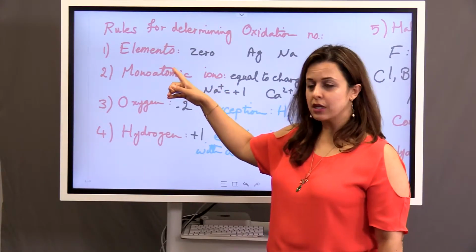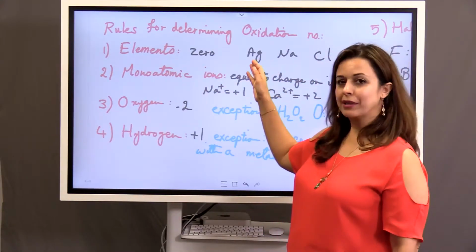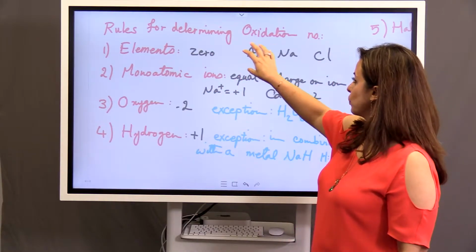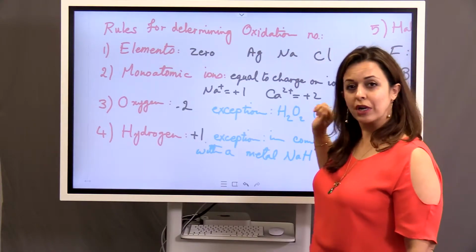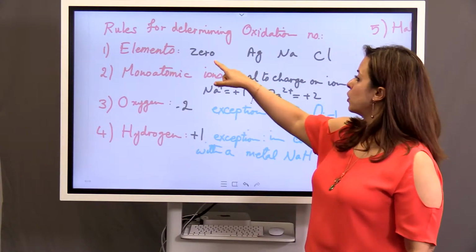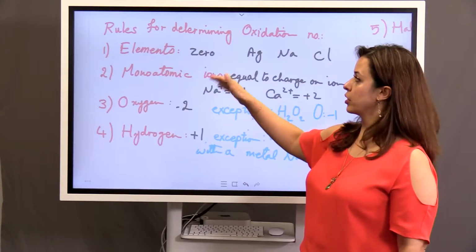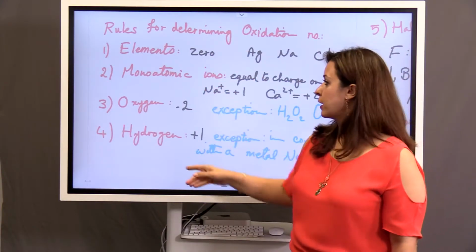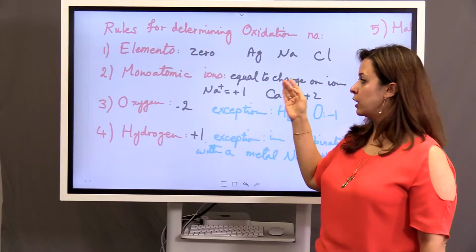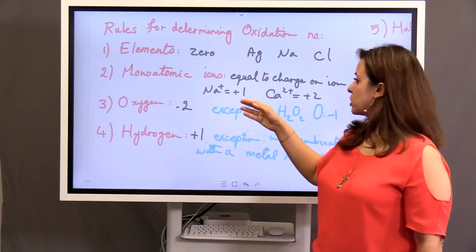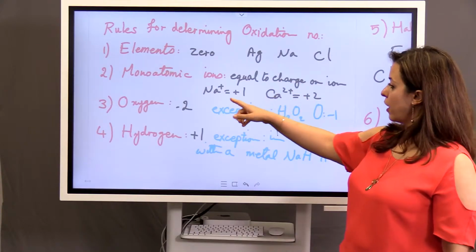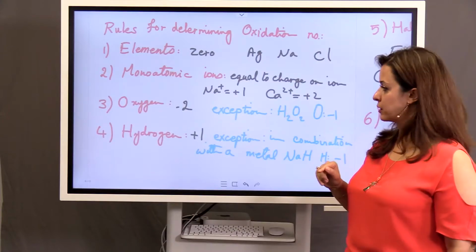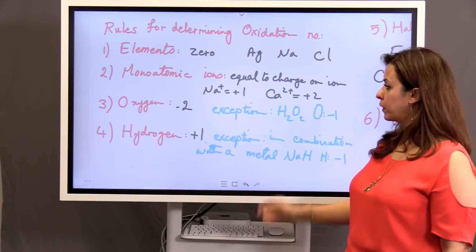For the elements, for each atom in elemental form, the oxidation number is 0, because what you see here, you just see the neutral atoms without any charge, so the charge or oxidation number is 0. For a monoatomic ion, we just said that the charge is the same as the oxidation number, so it's equal to the charge on the ion. Like for example, sodium ion is +1, calcium ion is +2, and so on.